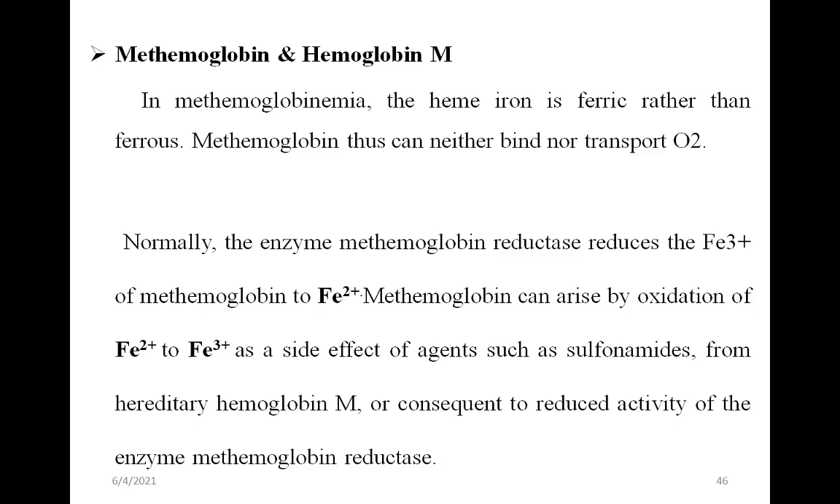This methemoglobin reductase requires NADPH as a coenzyme for its activity, right? The HMP shunt or pentose phosphate pathway is the major and constant supplier of NADPH coenzyme for methemoglobin reductase activity. That's all.